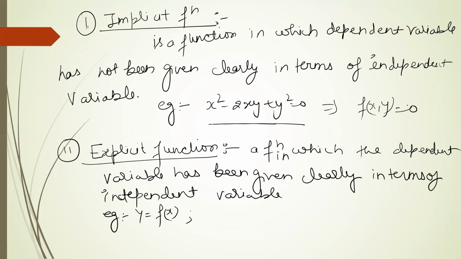You can take one more example, y equals to e to the power x plus 1, or y equals to ax square plus bx plus c, or y equals to sin inverse x plus 2. Anything where you can see the independent variable and dependent variable separately, that is your explicit function. I hope it's clear. Okay, now let's start solving the questions.